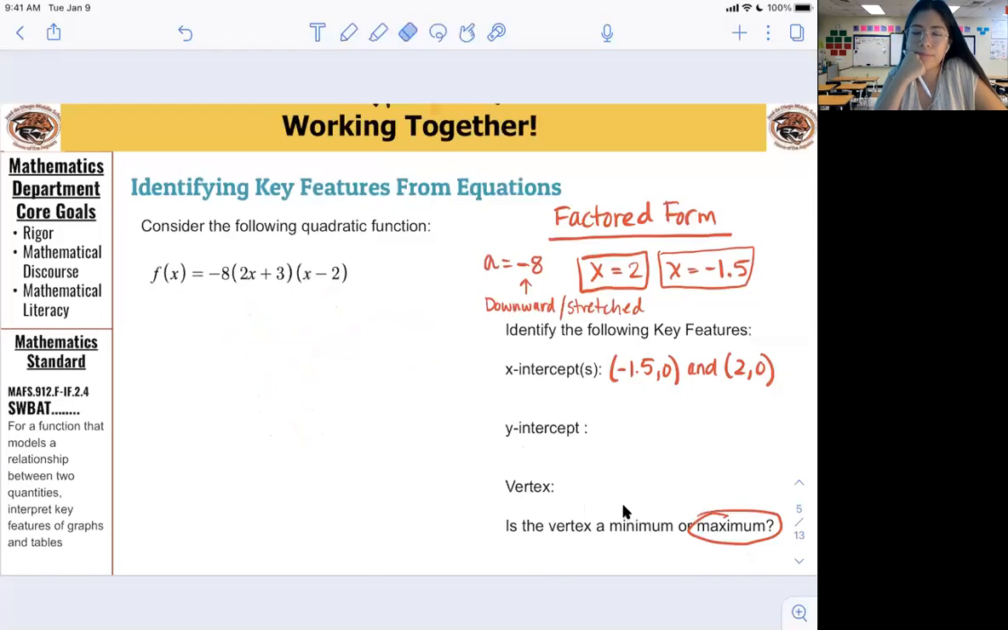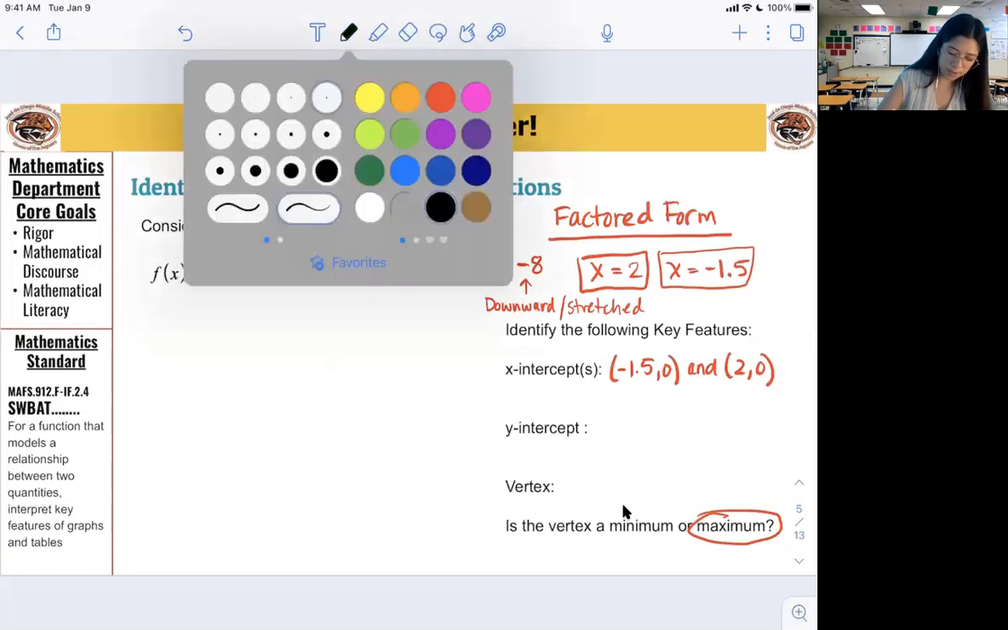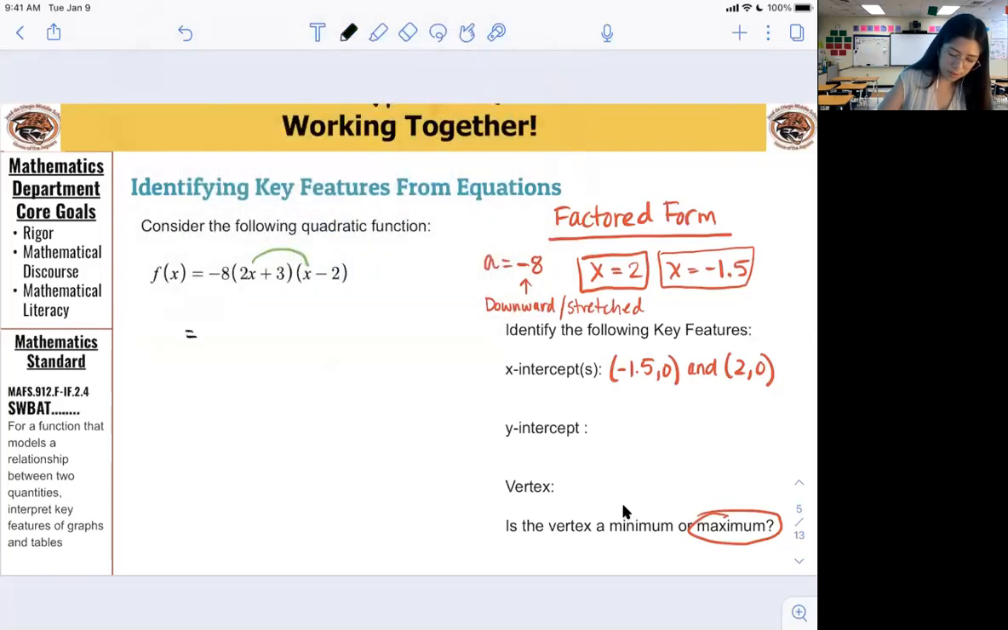We have to turn it into standard form. Yeah, we got to turn it into standard form. Same as the previous problem. If we turn it into standard form, we'll know where the y-intercept is located. So let's go ahead and do it. What should I be doing first? FOIL? 2x times x. 2x squared, good.